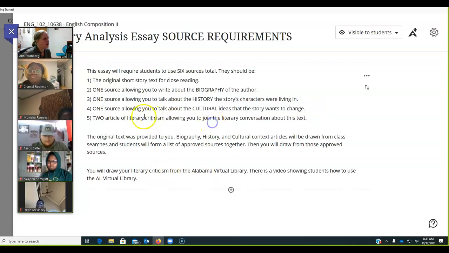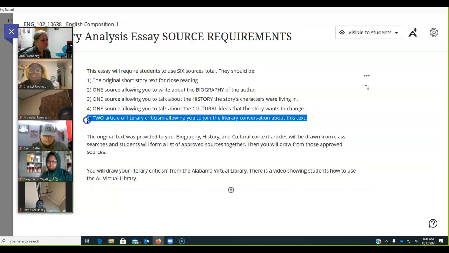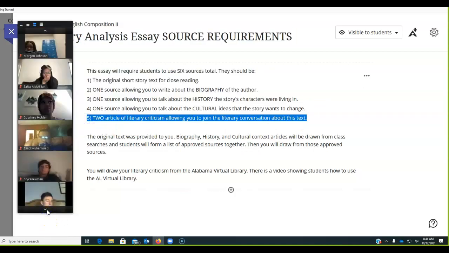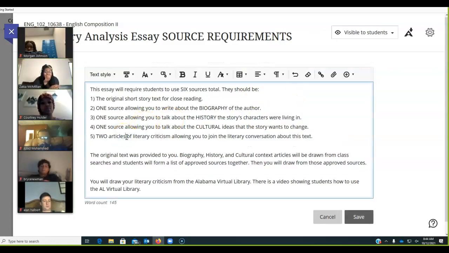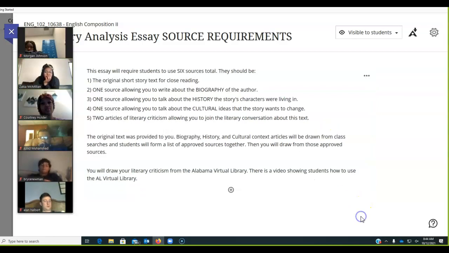All right. And then number 5. Who's going to read me number 5? Zakia, can you read number 5? Articles. Let's edit that to be correct grammar. 2 articles, plural, of literary. There we go. Of literary criticism, allowing you to join the literary conversation about this text.